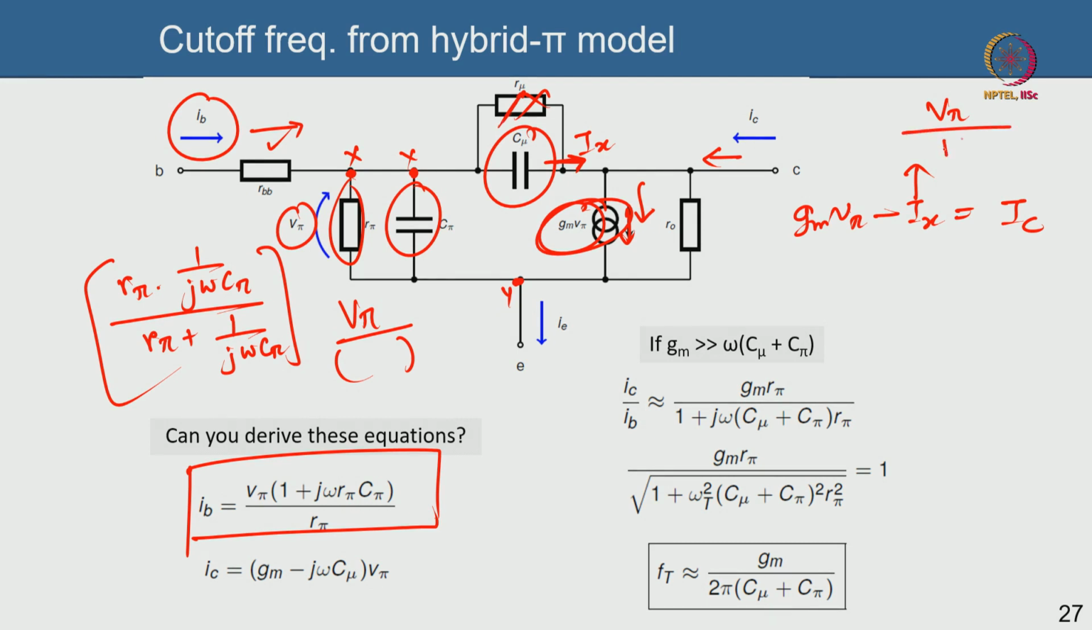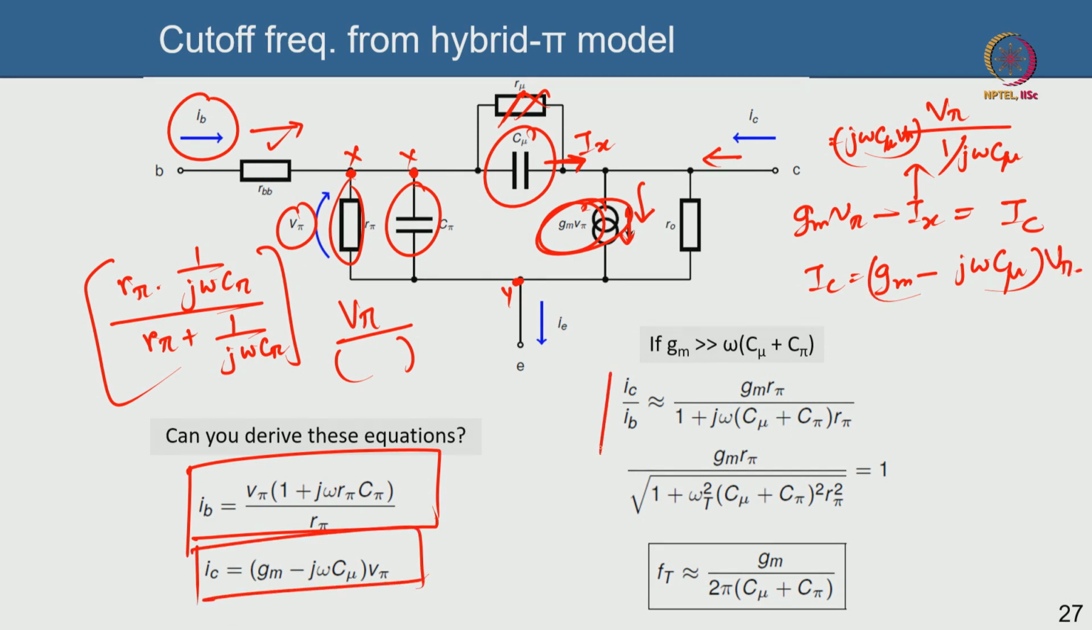So that will be divided by 1 by j omega c mu, that is equal to j omega c mu into V pi, that is what is going to happen. So your IC will be equal to GM minus j omega c mu V pi. This is precisely what is written here.